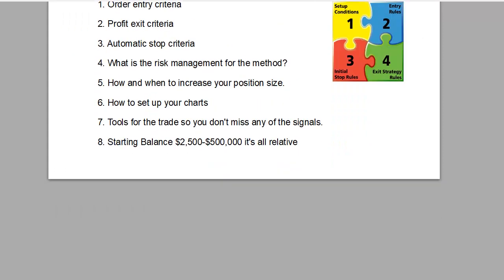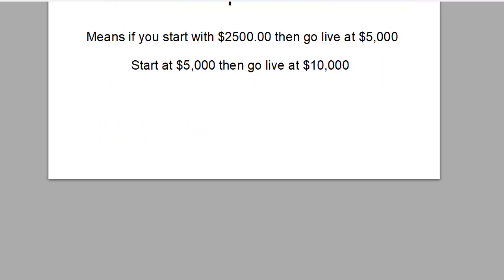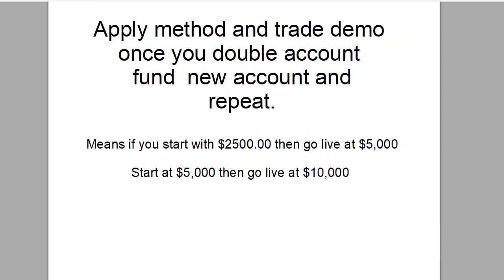I think what I said in the bottom here. Let me go see. I think I have it here. My criteria here. Here it is. Apply method, trade demo. Once account doubles, fund new account, and repeat. Means start with 2,500. So start with 2,500. Go live at 5,000. Take the setups. Start with 2,500 paper money. Trade it up to 5,000. Use the technique. Stay within the business plan. You get there, go live. Start at 5,000, go to 10,000. Get there, go live. Whatever the amount.